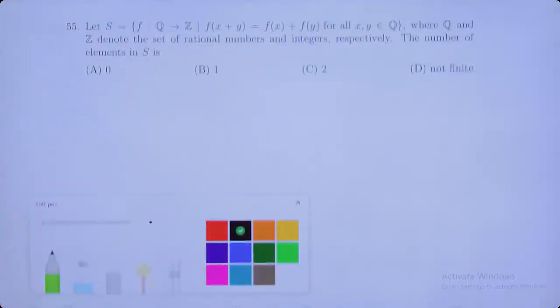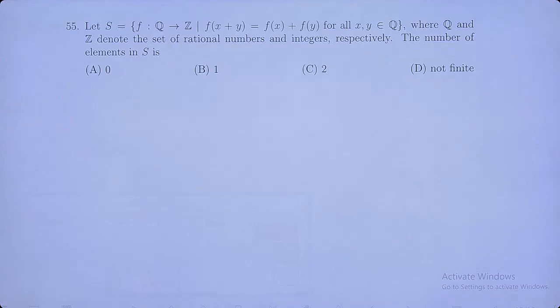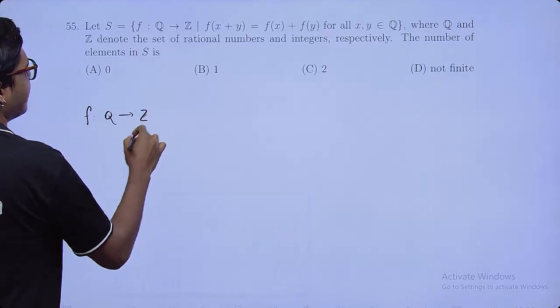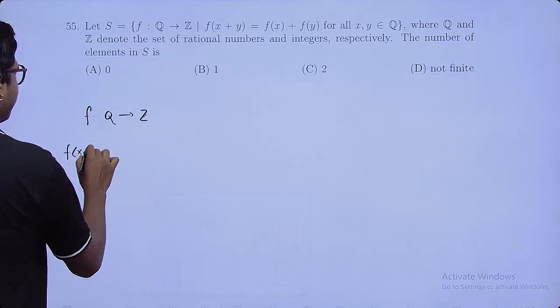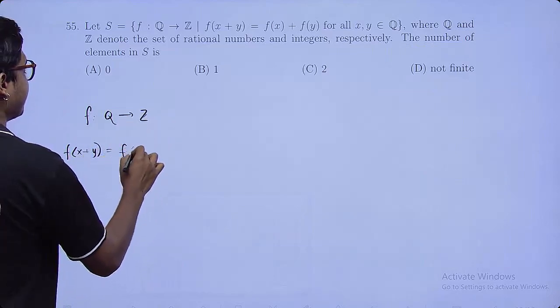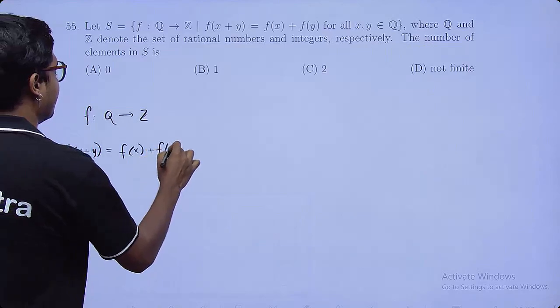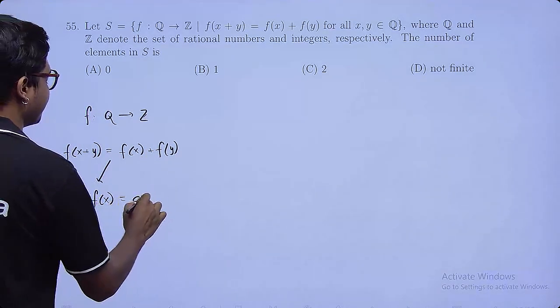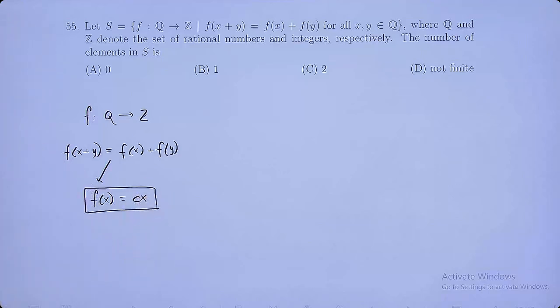Right. So you have a functional equation given to you from rationals to integers. Okay, this is important. It's from rationals to integers, such that f(x + y) = f(x) + f(y). Now you should know what kind of function this gives you. This gives you f(x) = cx. The solution of this is f(x) = cx.